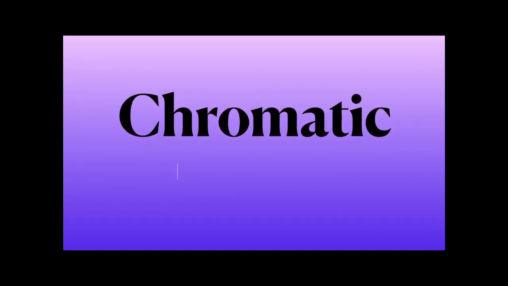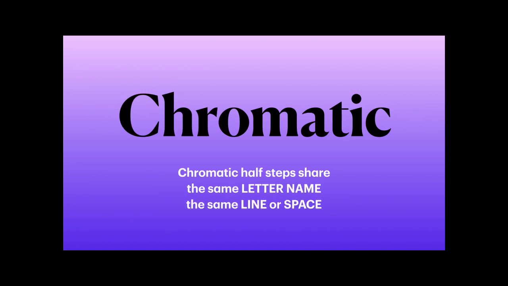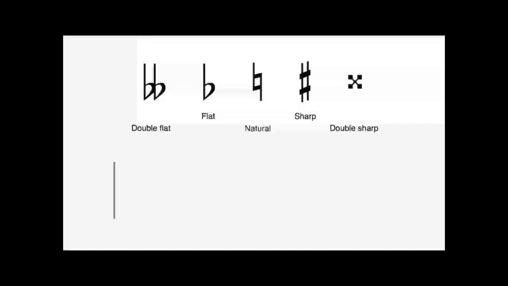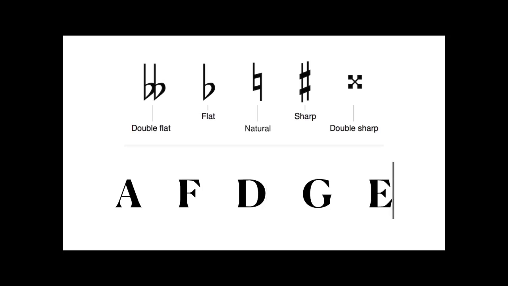Let's start with chromatic. A chromatic half step shares the same letter name, the same line or space. Here we have our possible accidentals and a list of letters underneath: A, F, D, G, and E. Right now, we would assume that we are discussing A natural, F natural, D natural, G natural, and E natural because we don't see any indication that they are anything but natural.